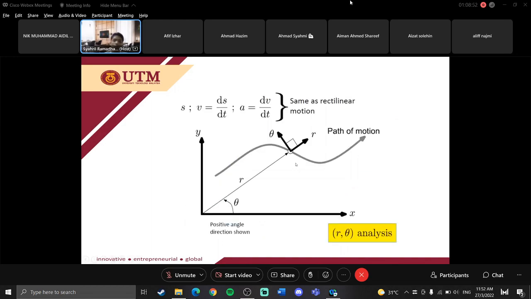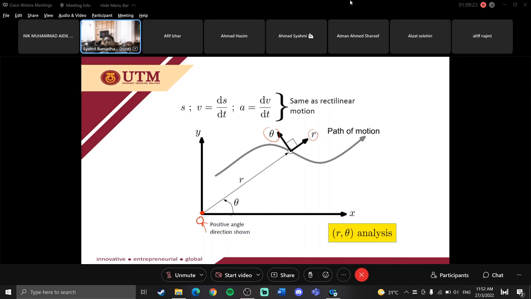All right. So this is the next analysis, which is the third analysis, R theta analysis. For R theta analysis, we need to have a reference point. Let's say for this slide, we have the origin. So when you want to draw this axis r and theta, you need to refer to the reference point. For this case, it is the origin.